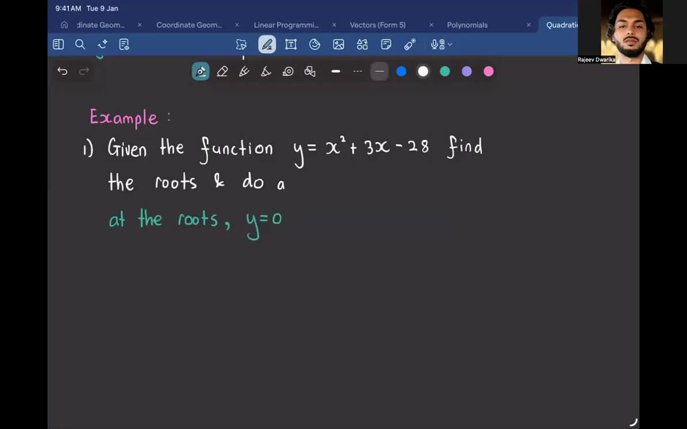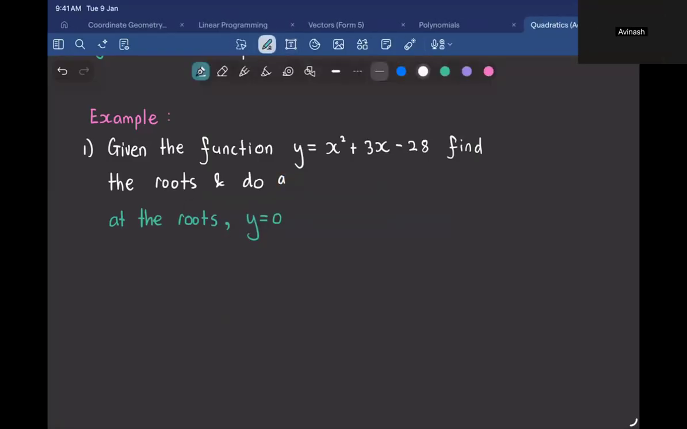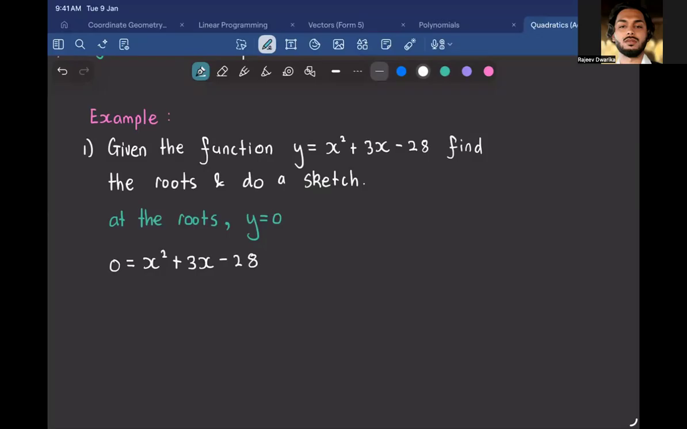If I tell you y is equal to 0, what are we going to do with that information? Replace that. I like what you're thinking. Yes, that's exactly what you had to do. So instead of writing y is equal to that, we're going to say 0 is equal to x squared plus 3x minus 28. Understand? Yes, sir.